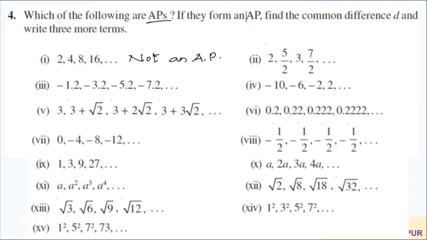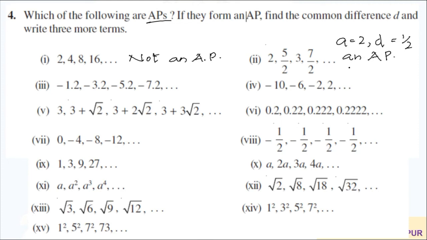Next, if you consider the next two terms, a3 minus a2, that is 3 minus 5/2. The LCM is 2, so you'll get (6 minus 5)/2, nothing but 1/2. So it is forming an AP. The first term is 2, the common difference is 1/2.